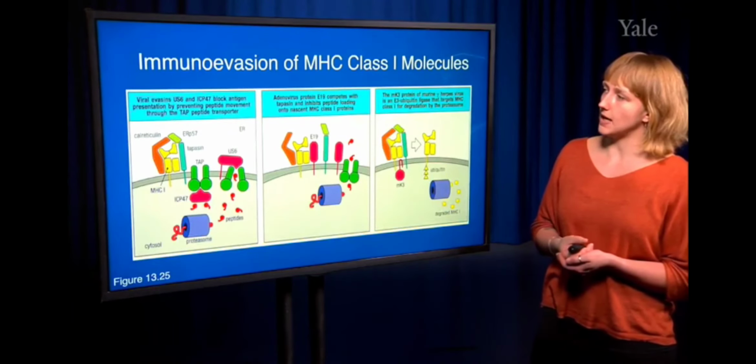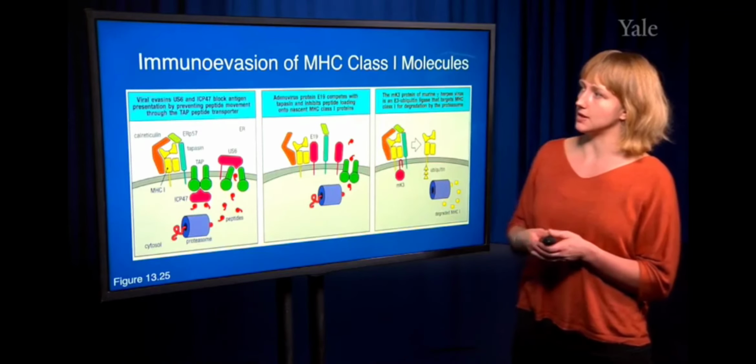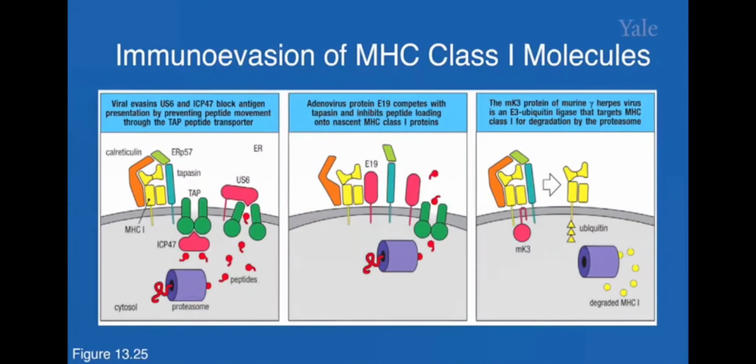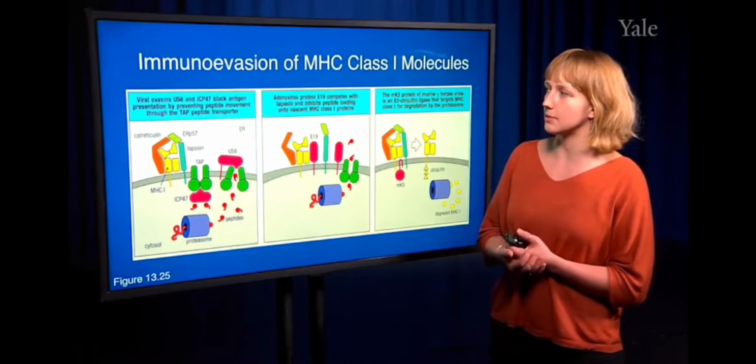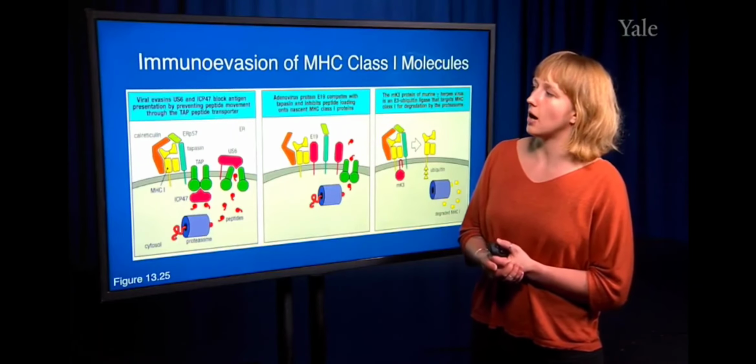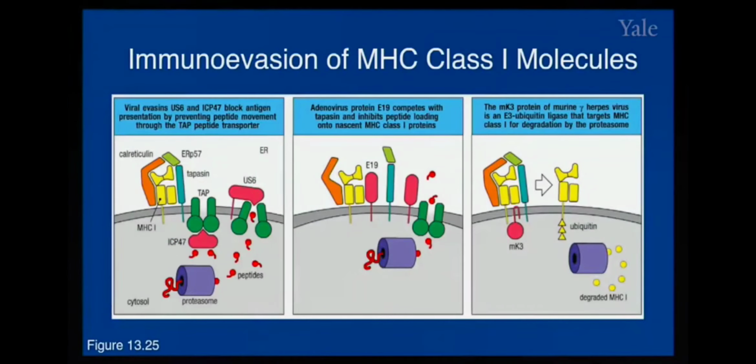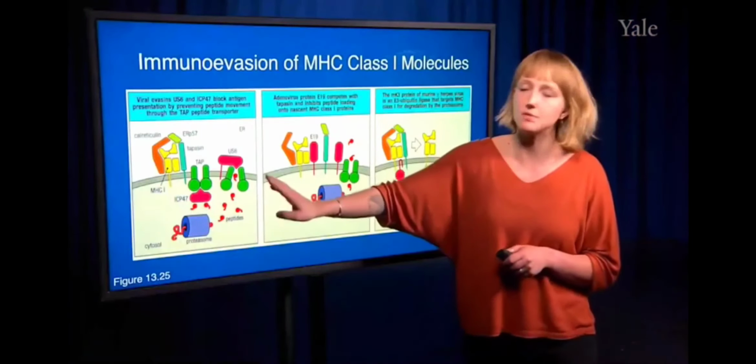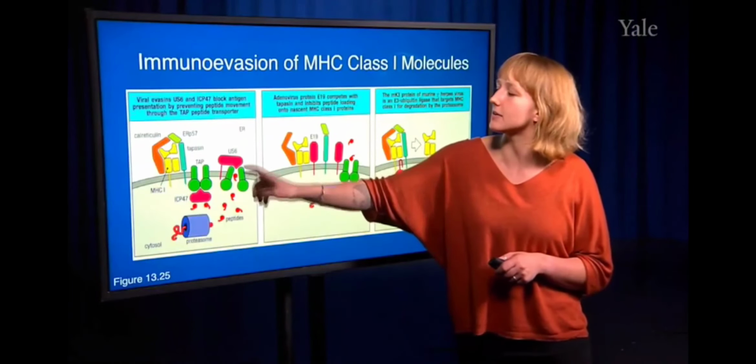Here are some examples of immunoevasion. For example, here we have our viral evasins US6 and ICP47 that block antigen presentation by preventing peptide movement through the TAP peptide transporter. So you can see here that ICP47 is preventing these peptides from going through TAP. And here US6 functions with a different mechanism, but again, also prevents peptides from being loaded.